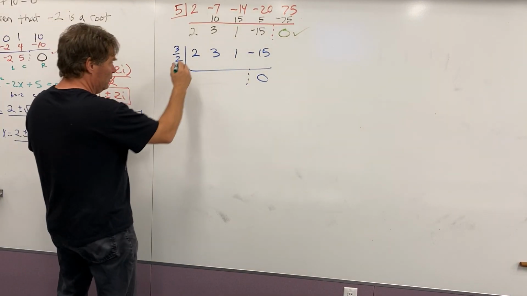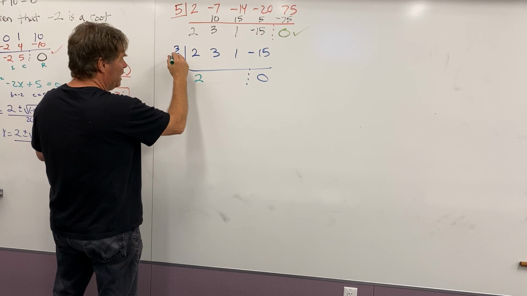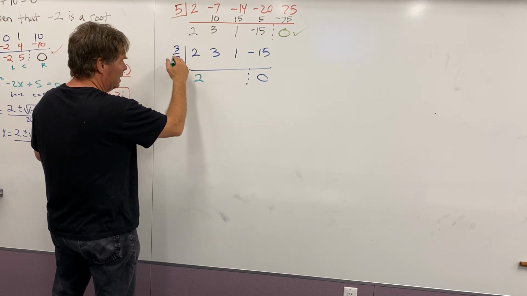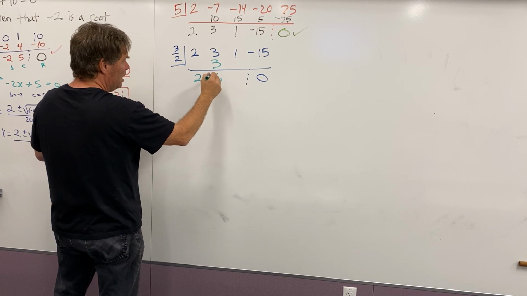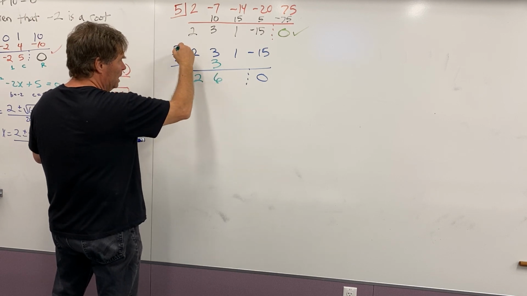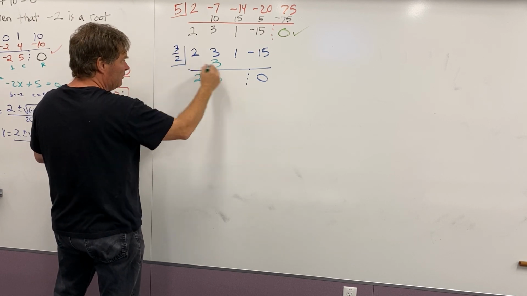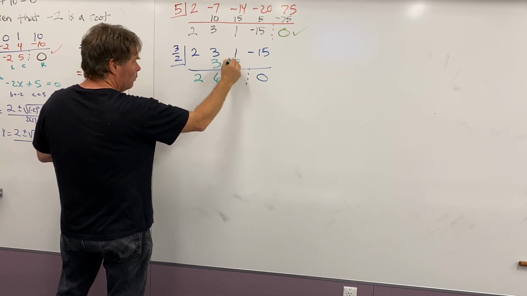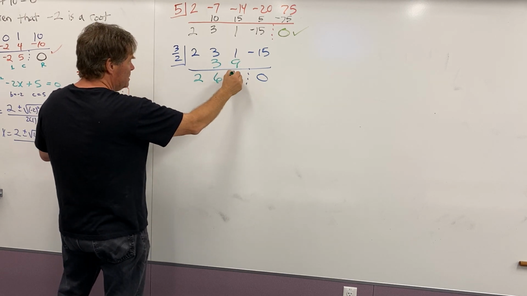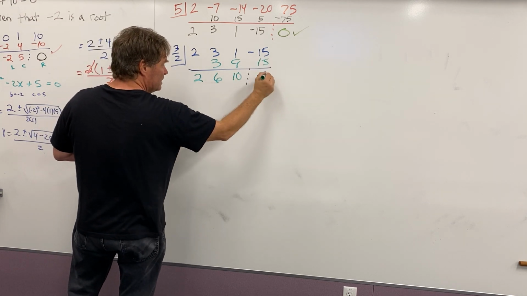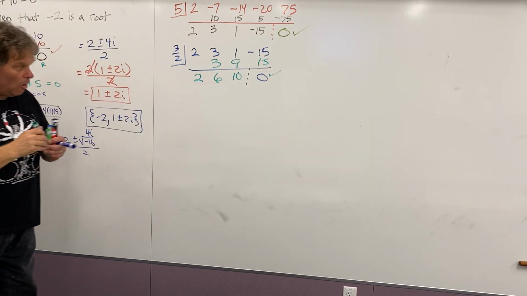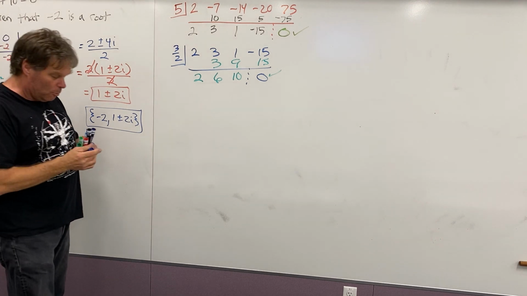Okay, bring down the 2. 2 times 3/2, right? The 2 upstairs and 2 downstairs cancel, give you 3. 3 plus 3 is 6. 6 times 3/2 is going to be 18/2, which is 9. 1 and 9 is 10. 10 times 3/2 is 30/2, which is 15. This and this is 0. Cha-ching. Oh my gosh, people, we're getting there.